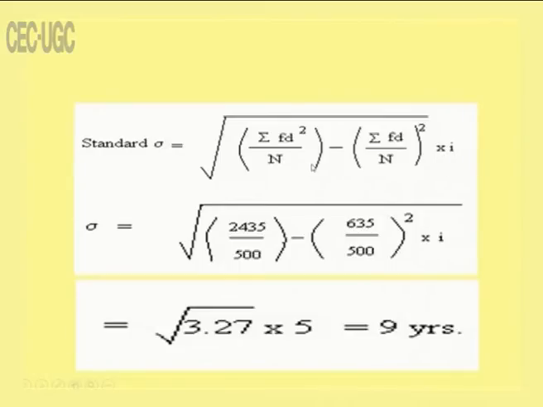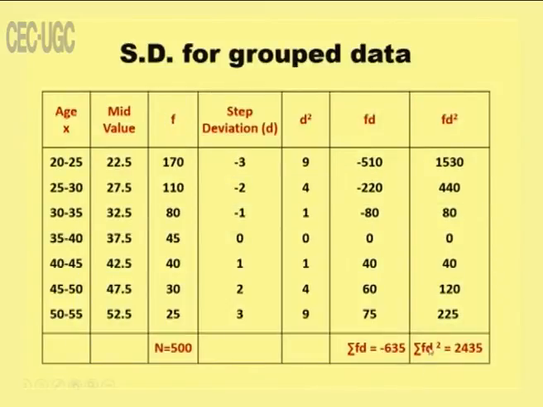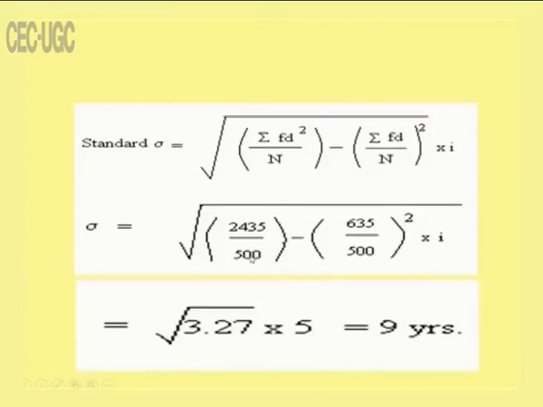So, if we substitute the values, summation of f d square 2435 by 500 minus (summation f d 635 by 500) whole square, into i, and if we calculate, that is equal to 9 years. And therefore, my dear friends, the standard deviation of this data set is 9 years.